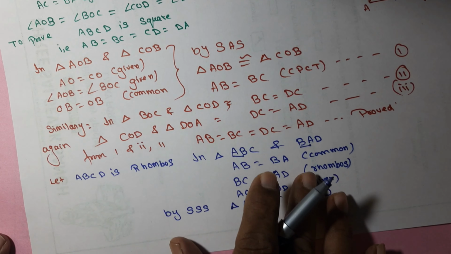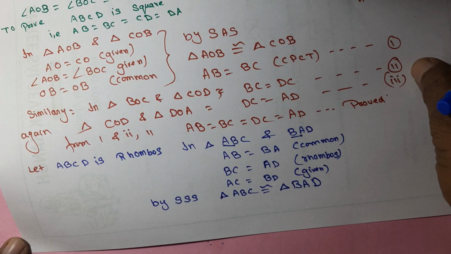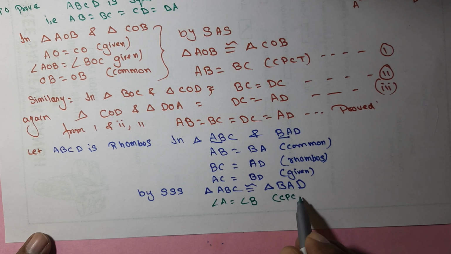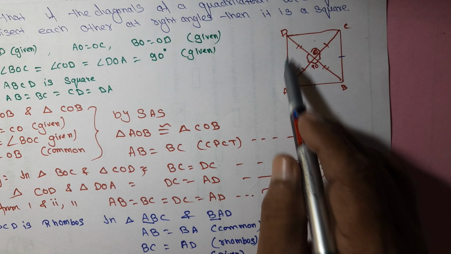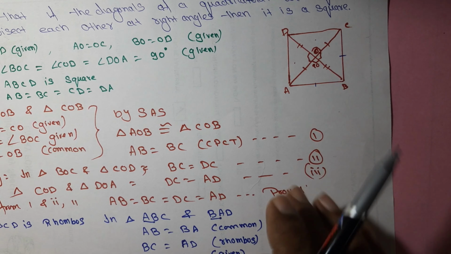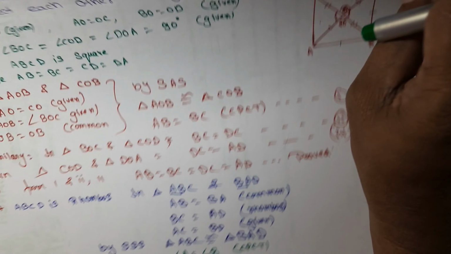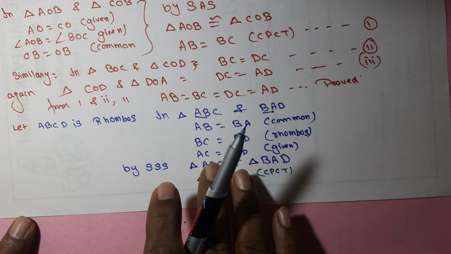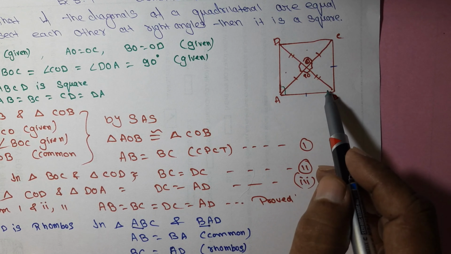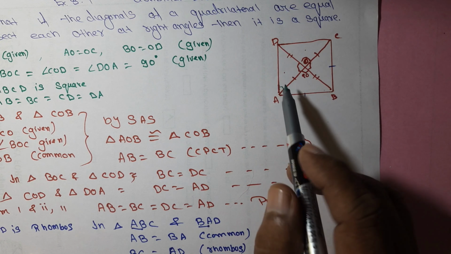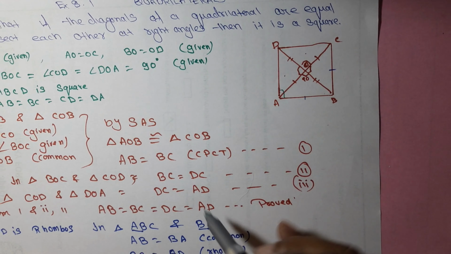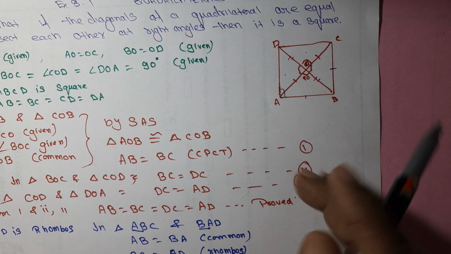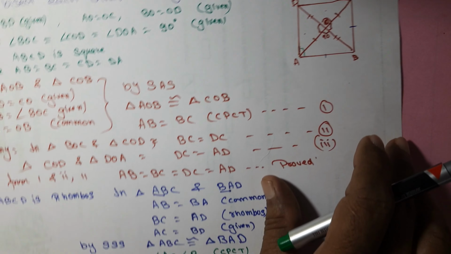Okay. Now here we have got these two are equal. Angle A is equal to angle B, that is CPCT. Means in this triangle, this angle, in this triangle, this angle, both are equal by CPCT. Okay. Now, if two angles are equal, now you see what I told you, that this angle and this angle are equal. Now you see, in a rhombus, it's a quadrilateral. In a rhombus, all sides are equal. That means opposite sides are parallel also. Okay.